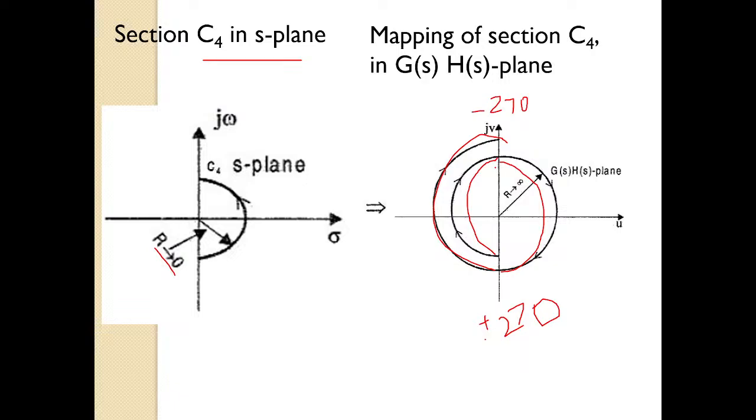That's it. Succeeded. So from plus 270, one half for 90, one more half for 180, one more half for 270. Total three half circles, from plus 270 to minus 270. So this is our C4 section counter. So all counters are over. Now we can combine all the counters together.